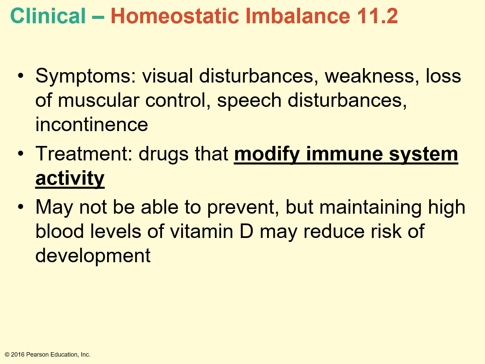There is no cure, but there are drugs that help to modify the immune system because it is an autoimmune disease. Just be aware, usually if you're taking any type of medication for an autoimmune disease, your immune system is probably compromised, which means you're going to be more susceptible to infections of anything that's going around. So just be aware of that. What are some of the symptoms of MS? Visual disturbances, weakness, loss of muscle control, oftentimes speech disturbances.